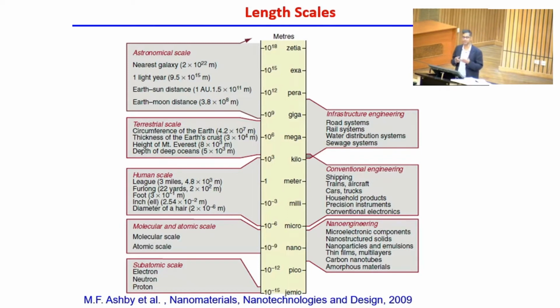Earth to sun distance is much smaller than that. It's 1.5 times 10 to the power 11 meters. Earth to moon distance is much smaller. That's why we can go to the moon actually and make colonies. You can hear a lot of talks about it. Correct. So now you can also then come down to 10 to the power 7 meters, 10 to the power 4 meters, human. Okay, you know that the diameter of a hair is 10 to the minus 6 meter. Then you have the molecular scale, atomic scale, electron, neutron, proton, all kinds of things. So you can go down from 10 to the power 18 meters to 10 to the minus 15 meters.